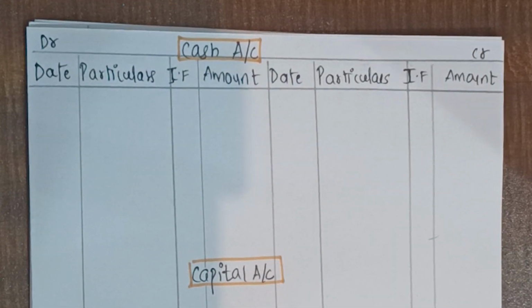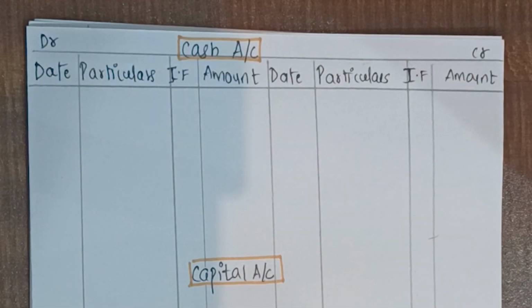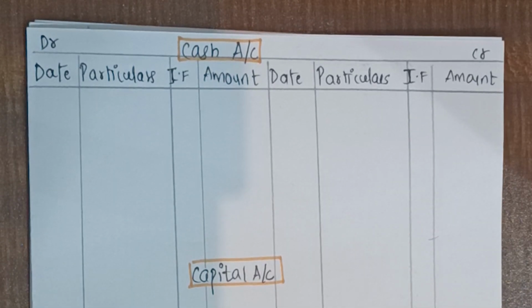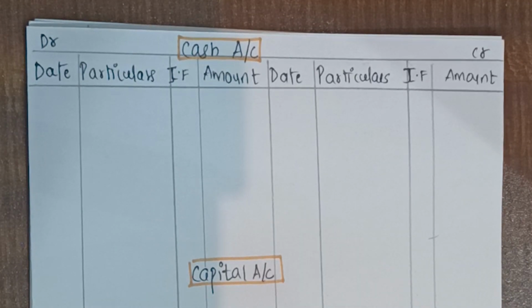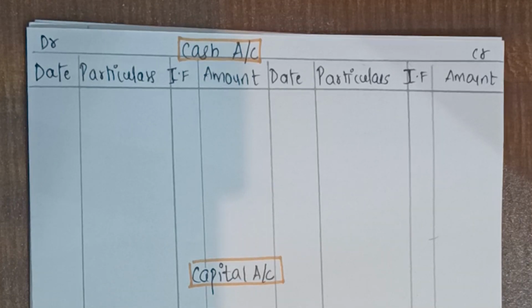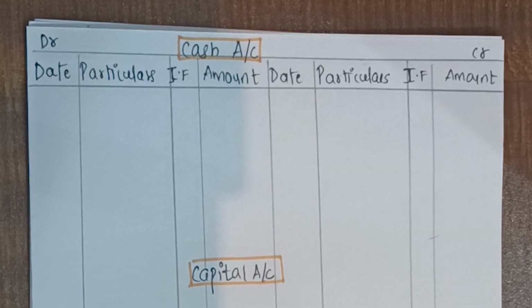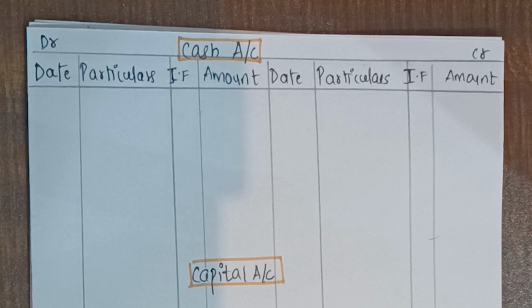In order to record these transactions into the different accounts, we have to make rulings. As you can see, I have already made the different accounts. Students, we should know that this ledger account is also known as the T account. On the debit side we have date, particulars, JF, amount, and on the credit side we have date, particulars, JF and amount.